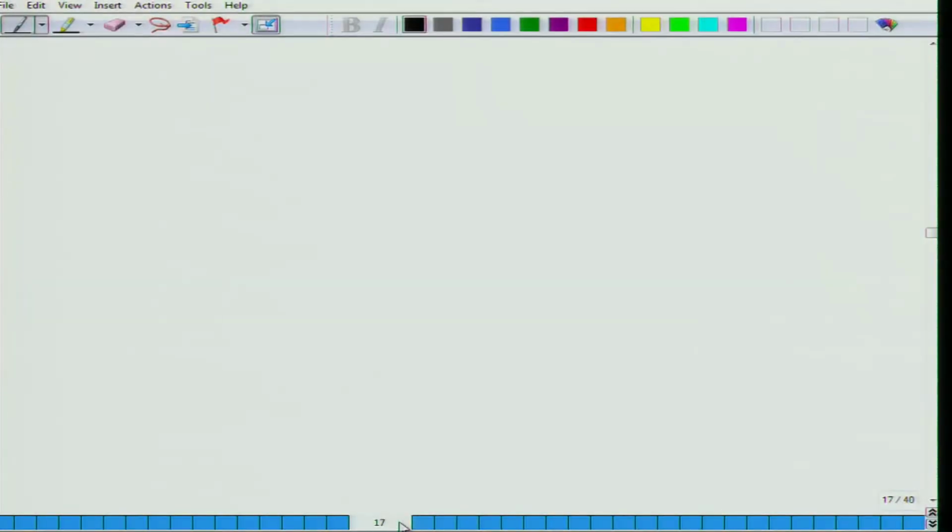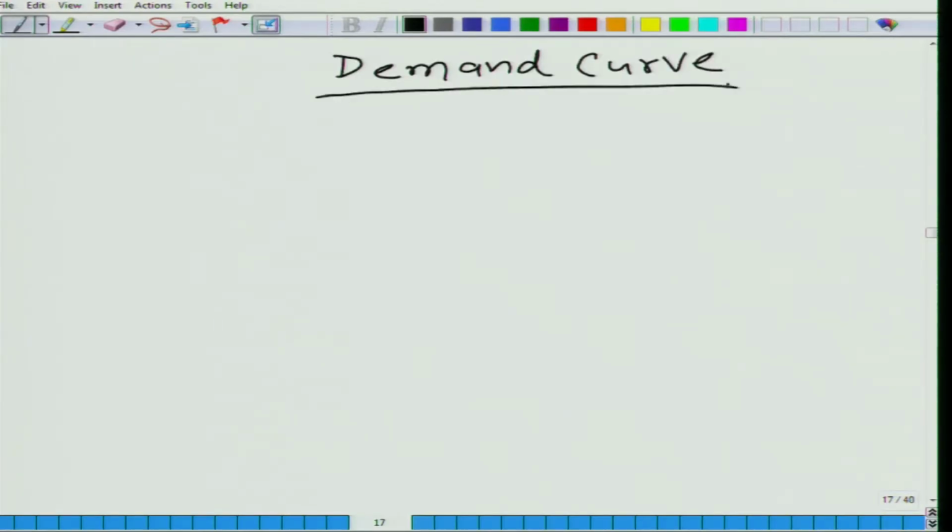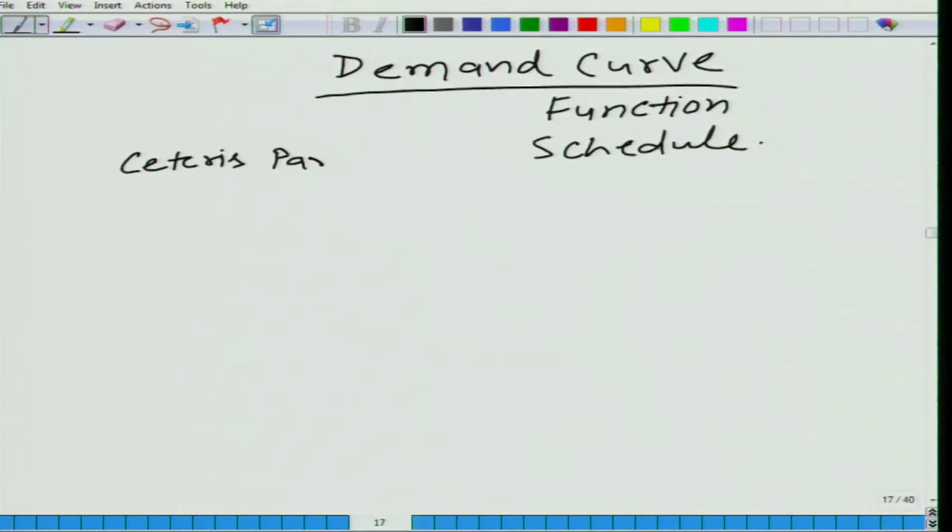Let's begin with demand. Demand curve, demand function, let me write it here, function also, or demand schedule. Okay, but before that let me introduce a concept, ceteris paribus.